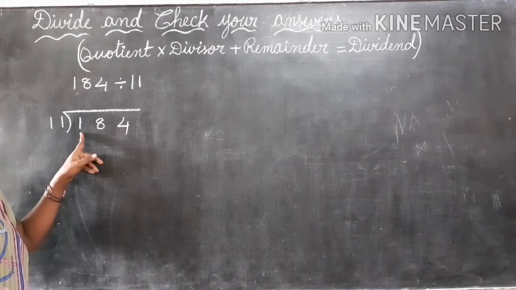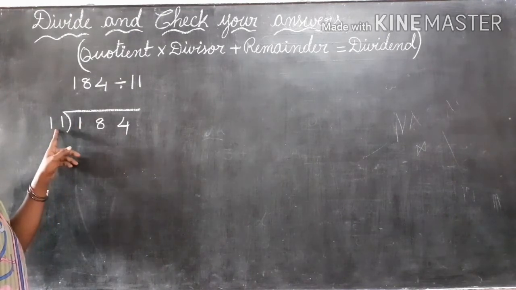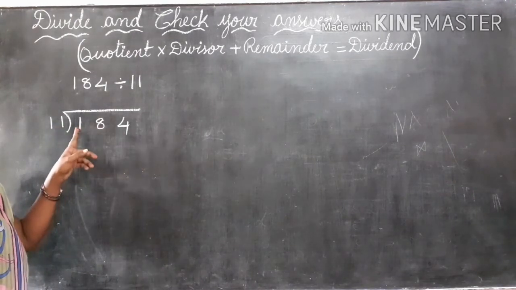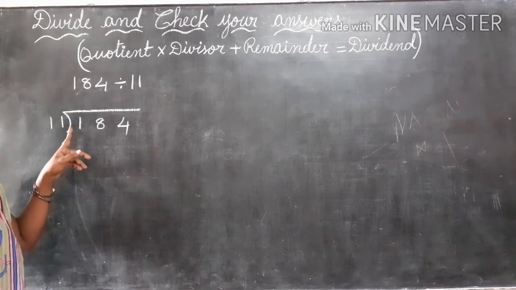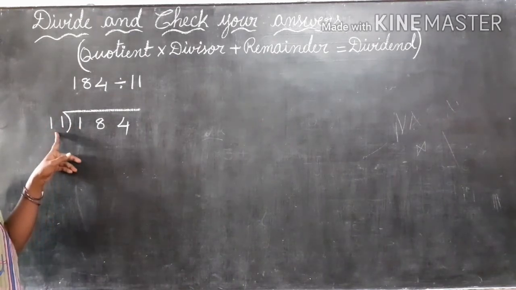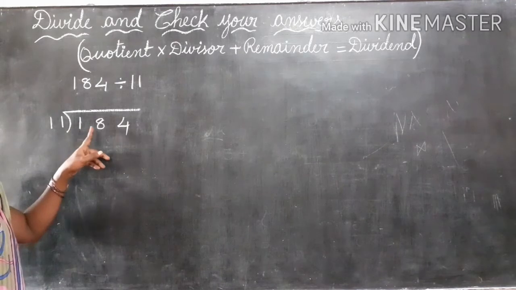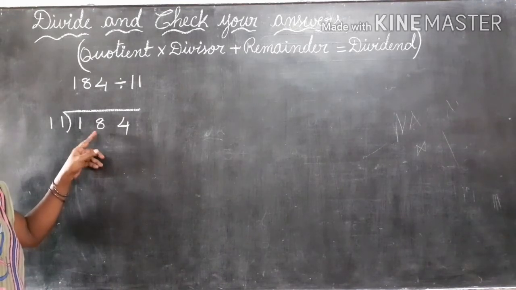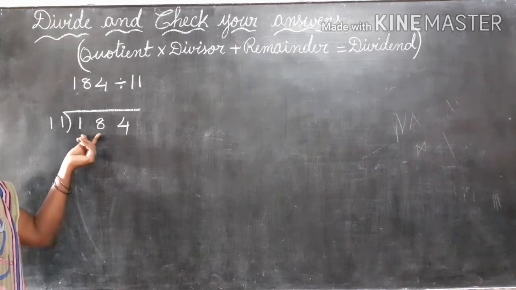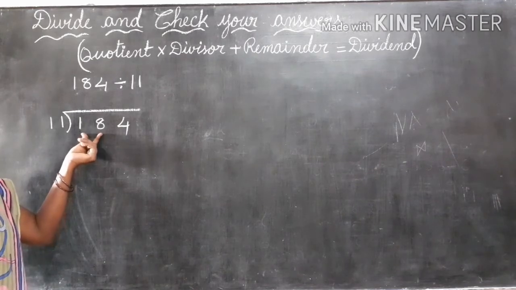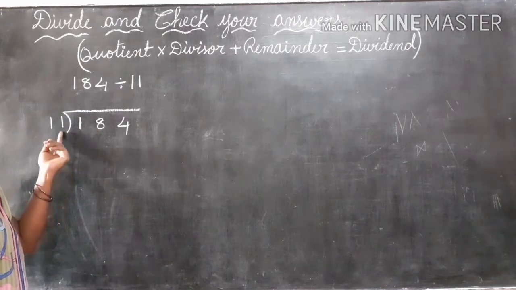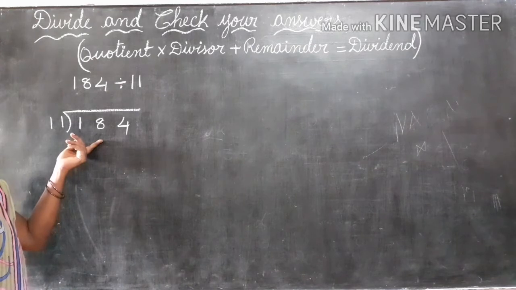1. So when the first number is less than the divisor, what place is it? Hundreds place digit. This hundreds place digit is less than the divisor. We have to take the next digit, the hundreds place and tens place together. Now it is 18. So this 18 is more than this 11. So we can start the division now.